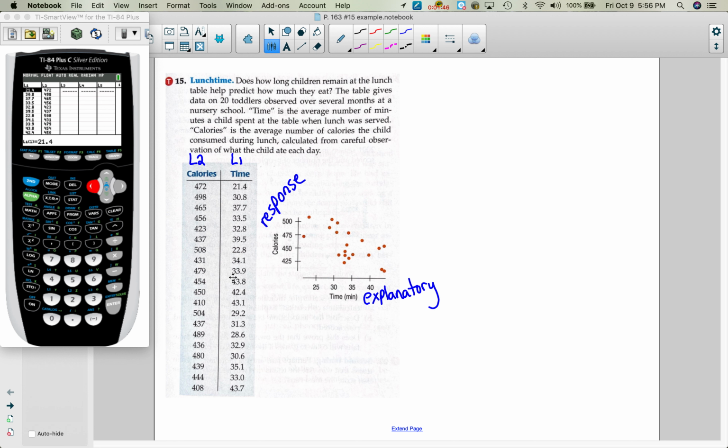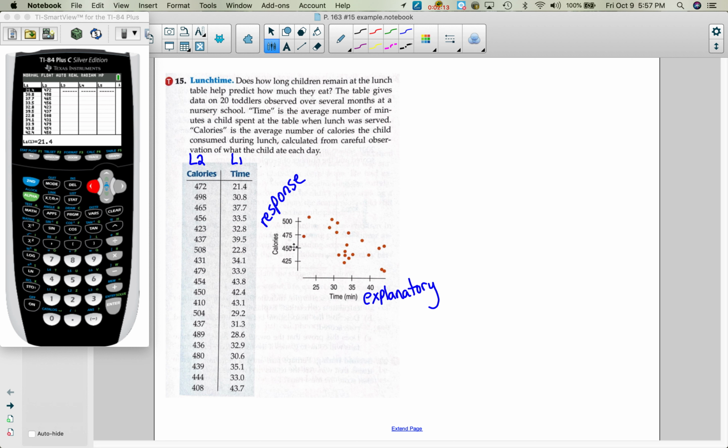So these are my values that are going to be my explanatory. Now, it really wouldn't matter because when I set up my calculator, I could have just switched L1 and L2. But since I'm pointing it out, in L1, I put all of the times. And again, those are in minutes. And in L2, I put all of the calories. So you should pause the video and put these into your calculator so that you can practice the process, okay?